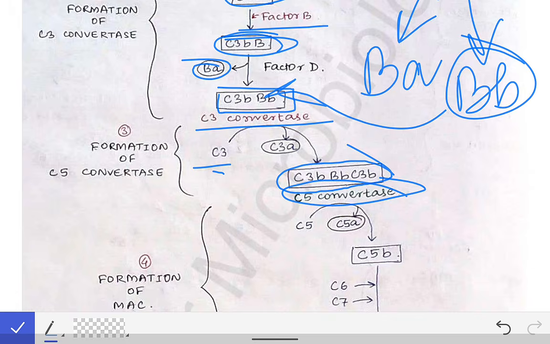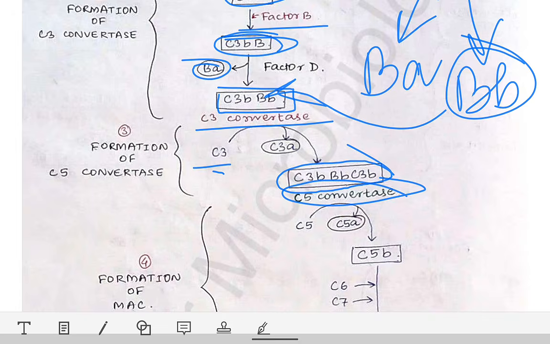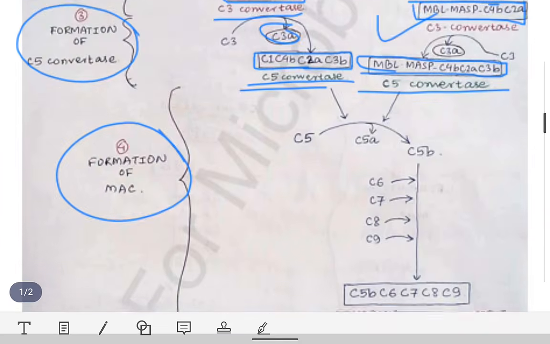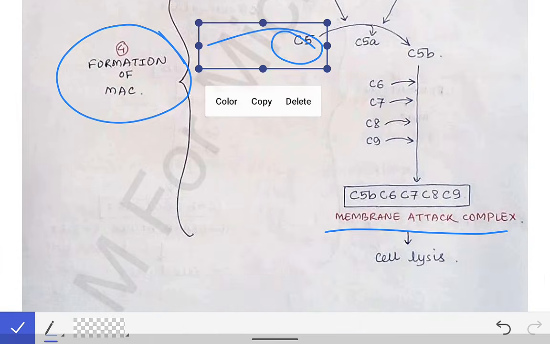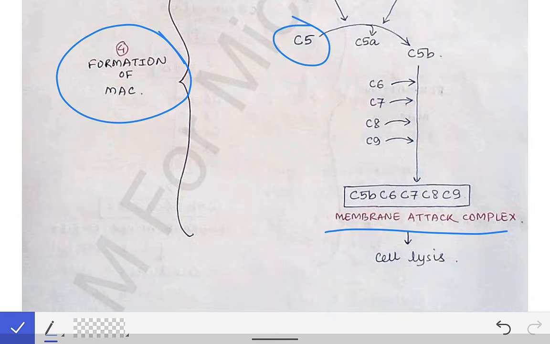So in all the pathways we have come to this point, that C5 convertase has been formed. Once the C5 convertase is formed, then the C5 complement protein is broken down into C5b and C5a. Now since C5b is the larger fragment, that is involved in further complex formation, while C5a gets out from the pathway and gets involved in some other functions.